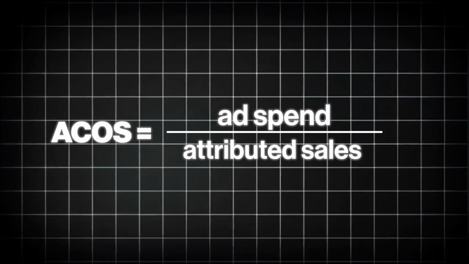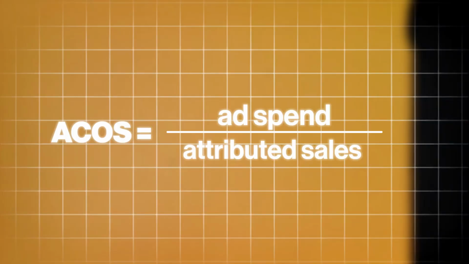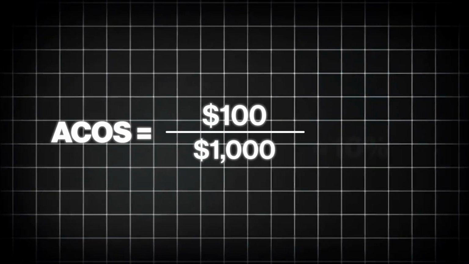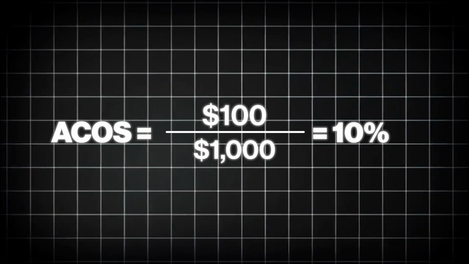So ACOS, again, is the metric that you get when you take the amount of advertising money that you've spent into the attributed sales. So for example, if you spent $100 in ads and you got $1,000 of attributed sales. So out of the $100 in ads that you spent, people clicked on it and bought $1,000 worth of sales. Then 100 divided by 1,000 is 10. Your ACOS, advertising cost of sale, is 10%, okay?